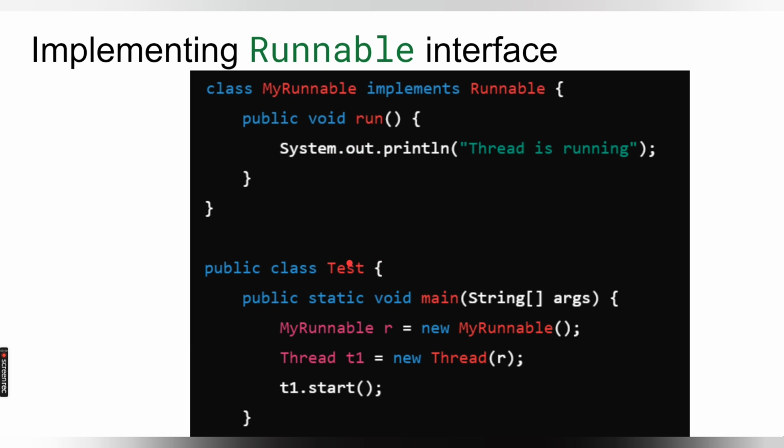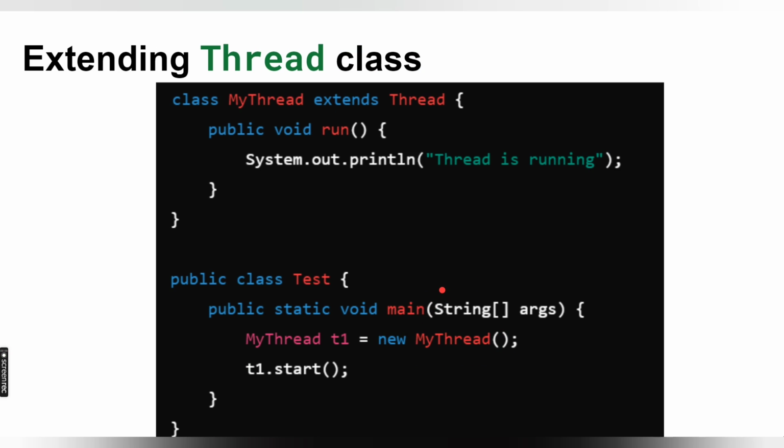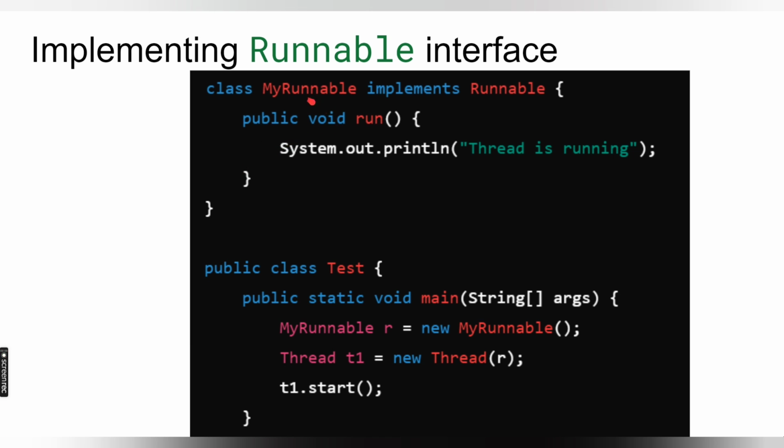Again, you will have your class Test. You will have a main method. But here, when you are extending the Thread class, you can directly create the object of your class, which is MyThread. But here, you need to create the object of your class, MyRunnable. MyRunnable r = new MyRunnable. And you can't directly call the run method with the help of start using this object of Runnable.